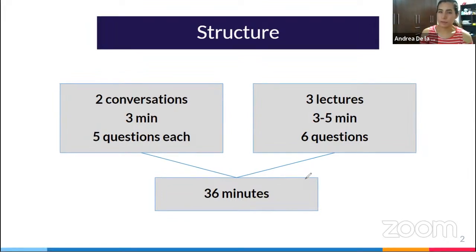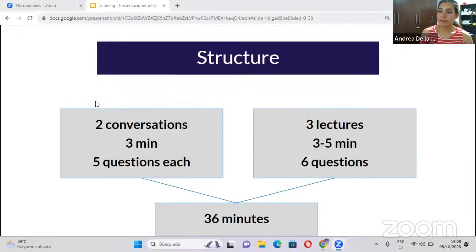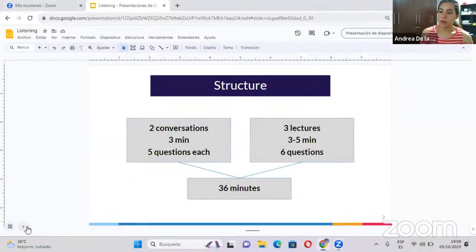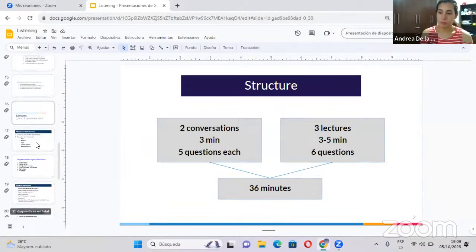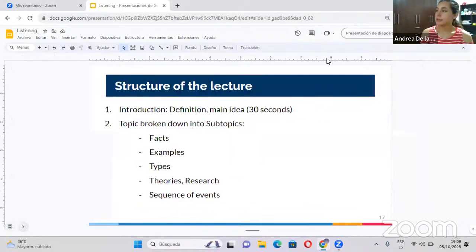So you guys are going to be listening to these lectures. They are going to last approximately 3 to 6 minutes, I would say. There are some lectures that are longer, but 3 to 6 minutes, maybe an average of 4 or 5. And you will have 6 questions per lecture. Now, the most important thing that we can say about these lectures is, I would say, the strategies to take notes will be probably the most important thing, and understanding the structure of lectures.